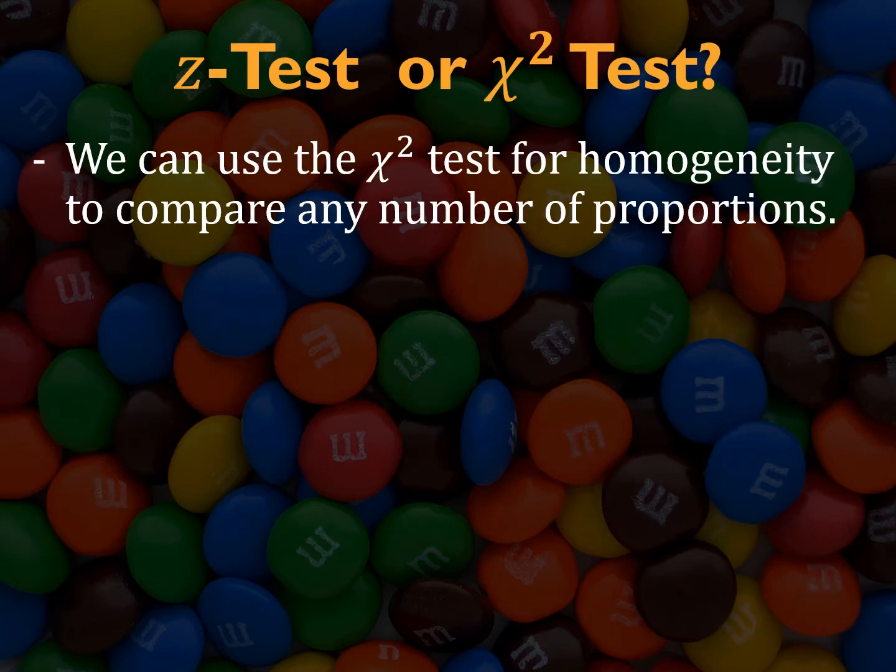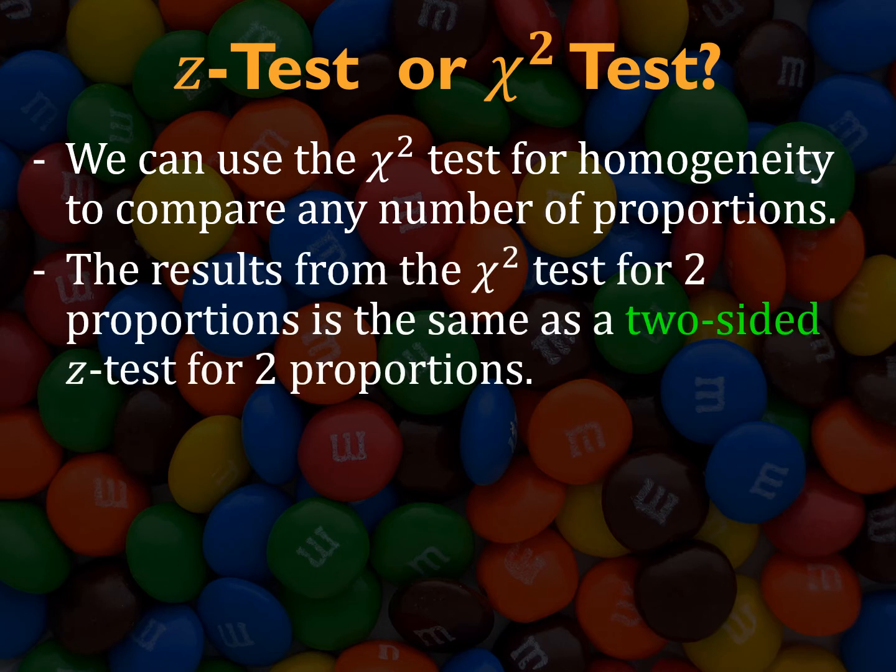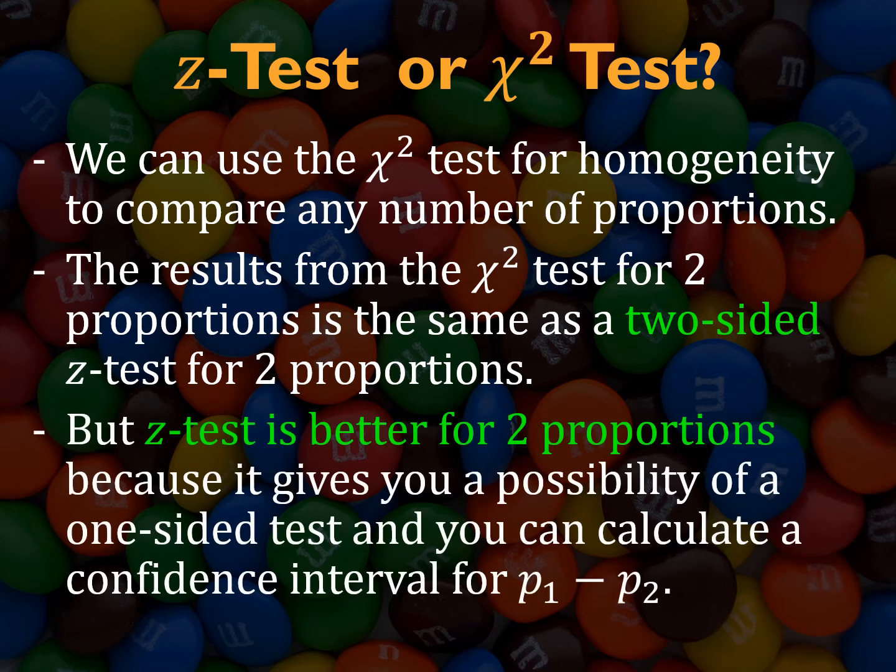All right, so the question might come up, do we use the z-test for proportions or do we use the chi-square test for homogeneity? So we're going to kind of double back to homogeneity here. We can use the chi-square test for homogeneity to compare any number of proportions. The result from the chi-square test for 2 proportions, though, is the same as a 2-sided z-test for 2 proportions. But you'd rather use a z-test instead of a chi-square because it gives you the possibility of a 1-sided test. You want to see if one proportion is higher than the other, whereas chi-square only tells you if there's a difference. And you can actually calculate a confidence interval for the difference in their proportions, which you can't do with chi-square. Chi-square basically tells you, is there an association or is there a difference or is there not a difference?